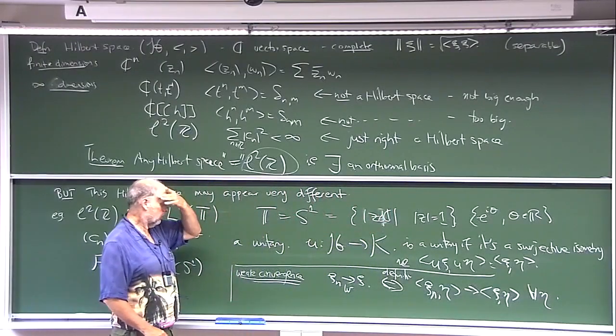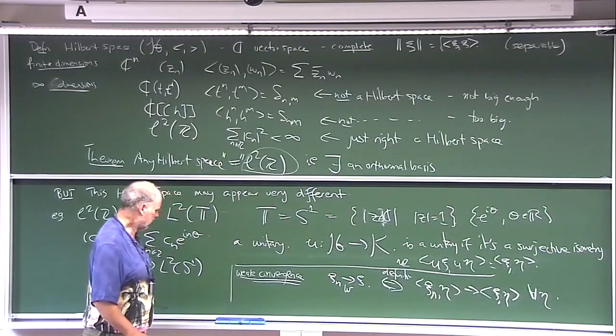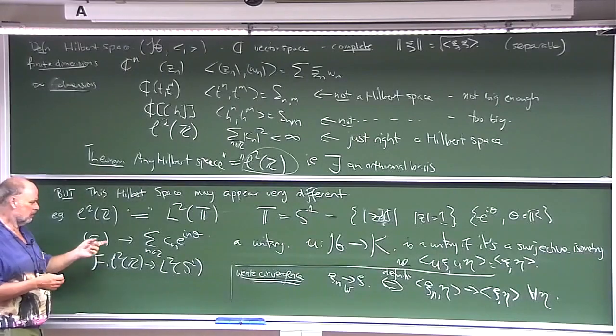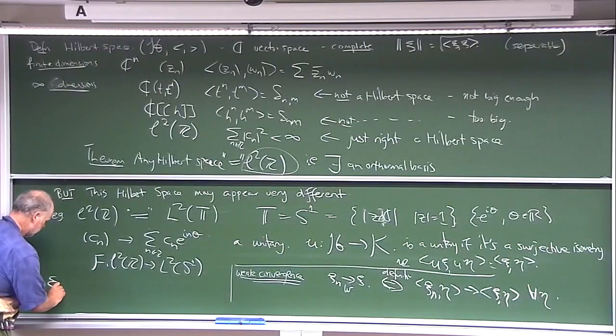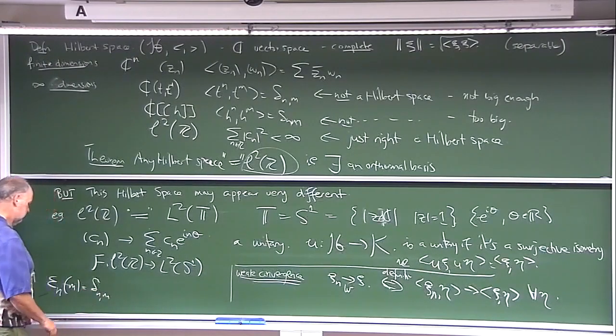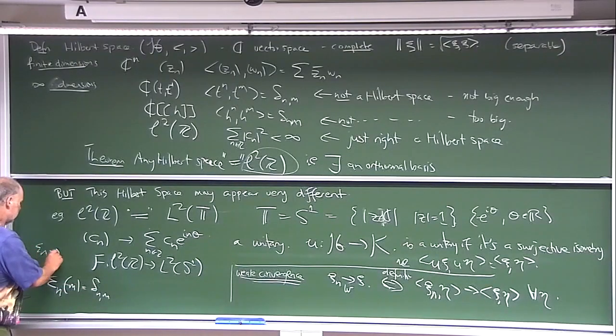This is a much weaker notion of convergence. For instance, if you take L2 of Z and you take the basis vectors, which are the functions, this will probably be a notation that I'll use, epsilon n of m equals delta n m. So this is the function which takes the value 1 on the integer n and 0 on the others. Then this sequence epsilon n actually tends weakly to 0.